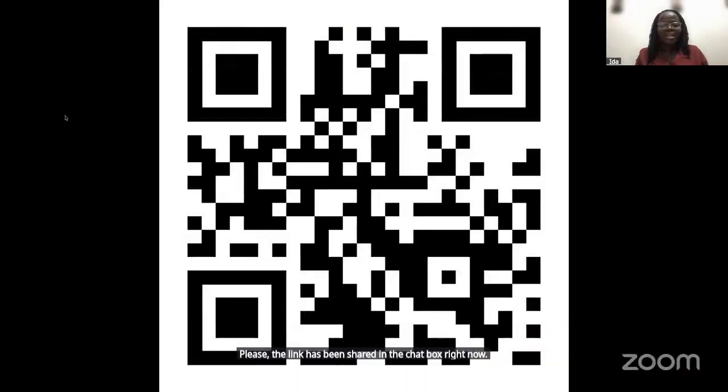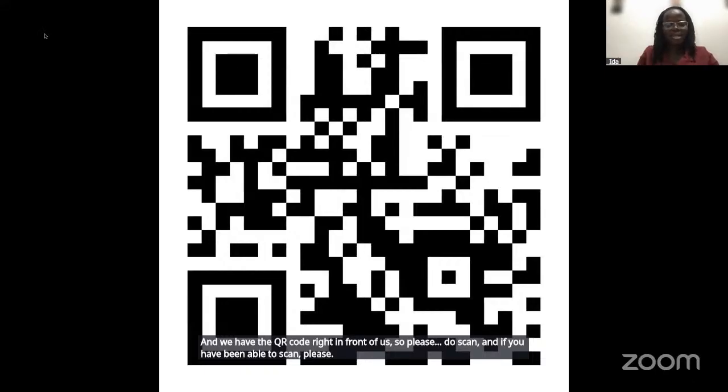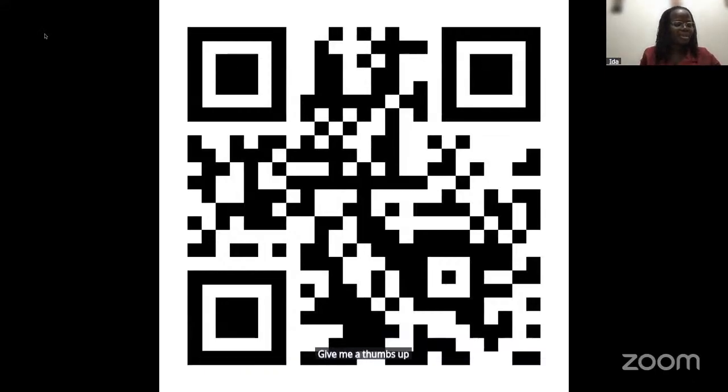Please, the link has been shared in the chat box right now, and we have the QR code right in front of us. So please do scan. And if you have been able to scan, please give me a thumbs up and let me know that you've been able to scan and said hello to Hubeta. With just a hello, we get to know if you are there or not. So how many people have scanned? Let's see. Fastest fingers.